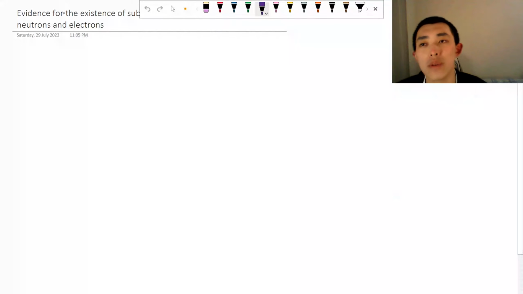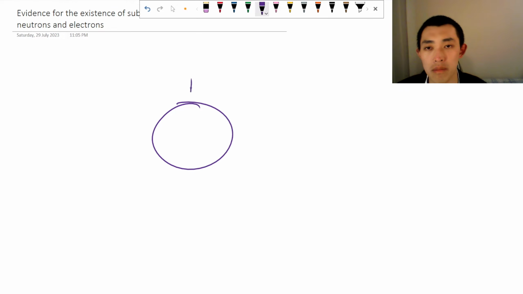So today we'll be having a look at the evidence for the existence of subatomic particles besides that of protons, neutrons, and electrons. So why would we care about this? Well, the analogy that I like to draw is, last time we saw the evidence for things that made up protons, right? So we had the quarks inside our protons.